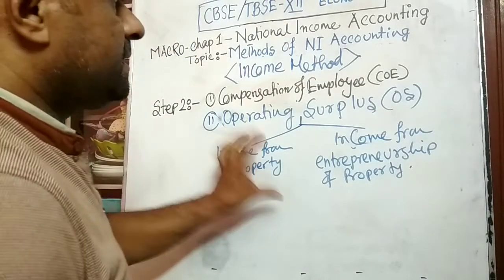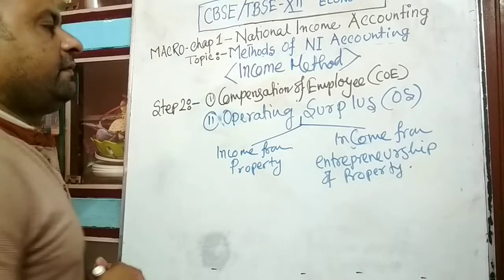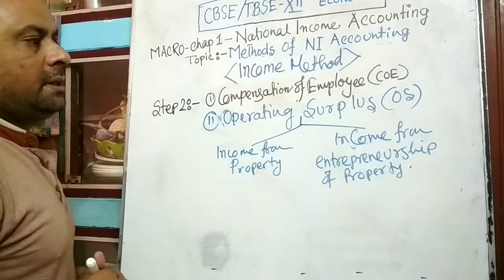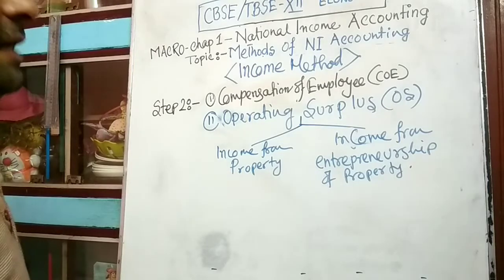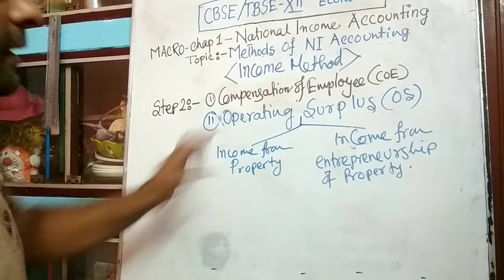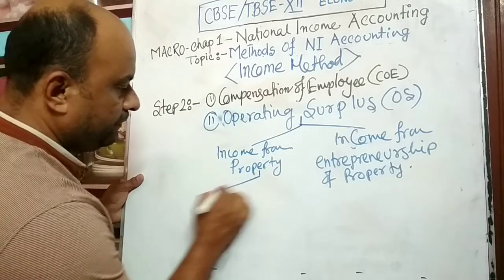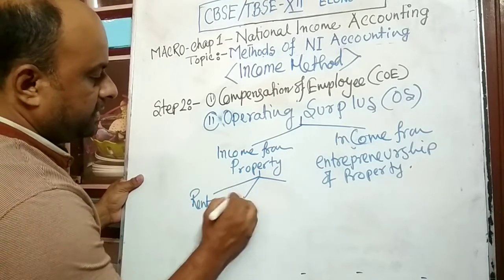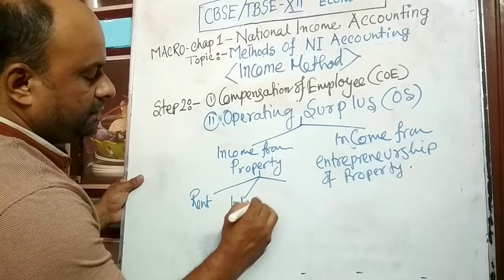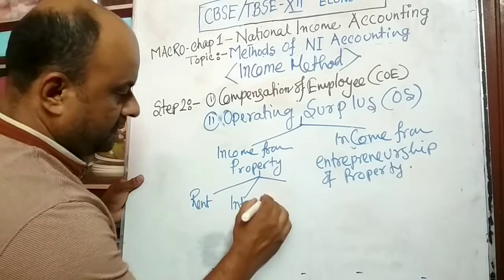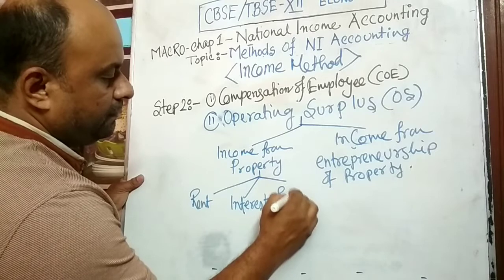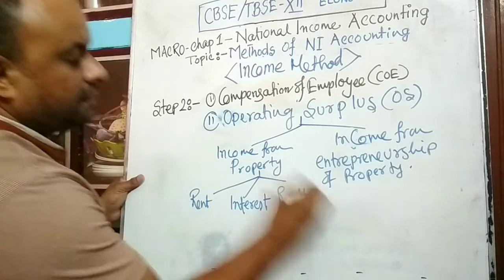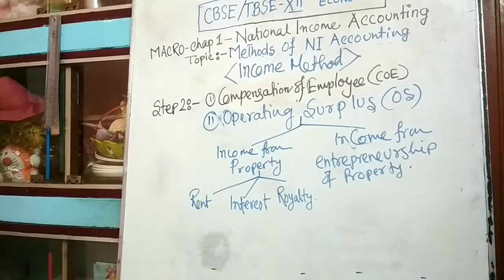Income from property means I have some asset. If I give the asset to another person, then whatever income is generated, this is income from property. It has three parts: one is rent, then interest, then royalty. These are the three parts of income from property.